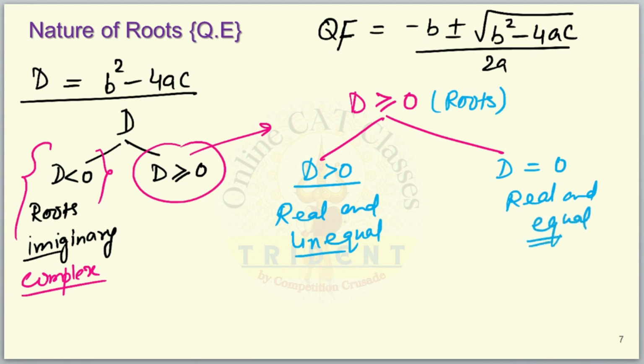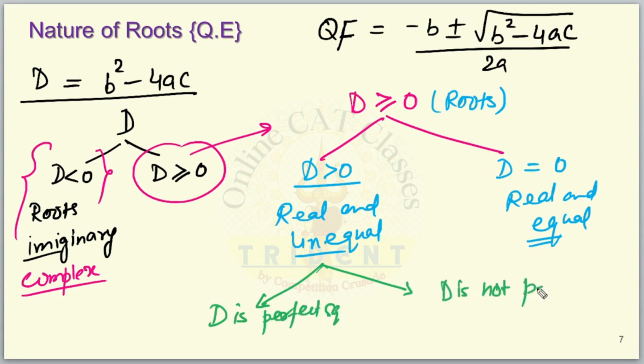Please understand, there is one more branch that I would like to tell you. That branch is when D is a perfect square and when D is not a perfect square. When D is a perfect square, if a question is based on this, then you can remember it. Roots are rational, and if it is not a perfect square, roots are irrational.